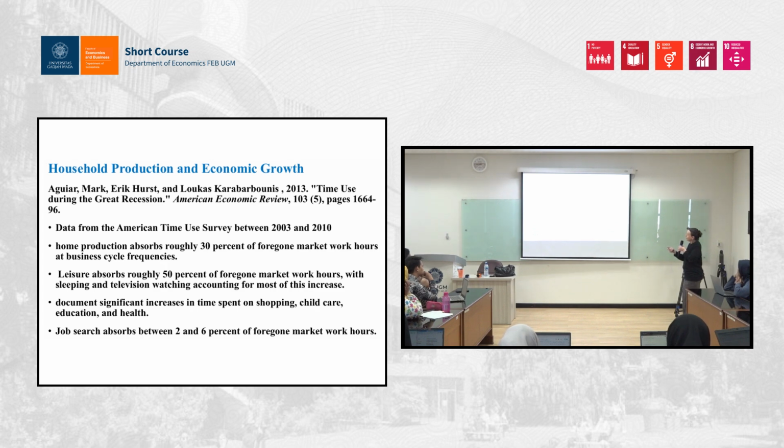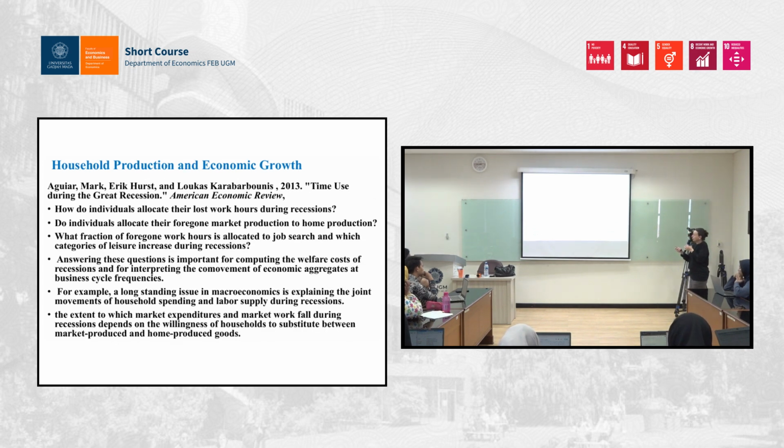the idea of the paper is that they think this can be generalized. So how do individuals allocate their lost work hours during recessions? How do they allocate the foregone market production to home production? What fractions of the hours are allocated to job search, and which categories of leisure increase during recession? Of course, we saw that very little time was allocated to job search and a lot of the time to household production and leisure.